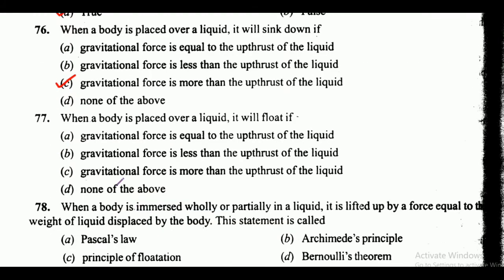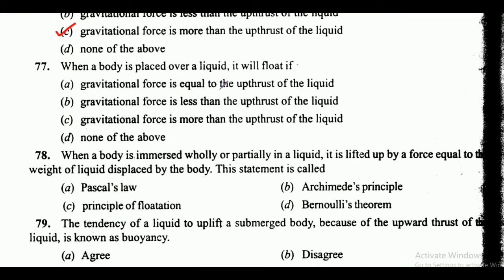Next is: when a body is placed over a liquid, it will float if, here the options are gravitational force is equal to the upthrust of the liquid, gravitational force is less than the upthrust of the liquid, gravitational force is more than the upthrust of the liquid, and option D is none of the above. So here friends, the correct answer is option B, that is gravitational force is less than the upthrust of the liquid. Okay, here when a body is placed over a liquid, it will float if gravitational force is less than the upthrust of the liquid.